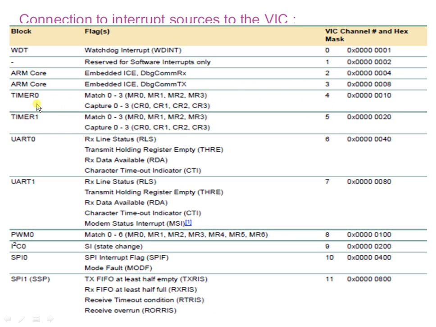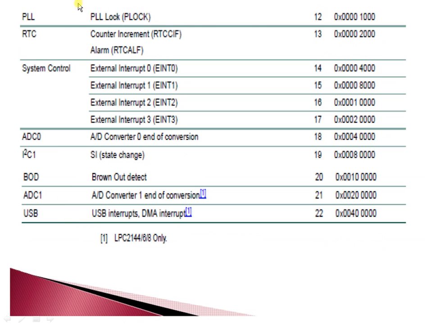As you can see, timer 0 can generate an interrupt. Timer 0 will have one interrupt pin, but internally it has many interrupt sources like match 0 to match 3 and capture 0 to capture 3. All these can generate an interrupt internally. In the same way, if you take UART0: RX line status, transmit holding register empty status, receive data available, and character timeout. All these can generate the interrupt. So these are all the possible interrupts that can be generated.